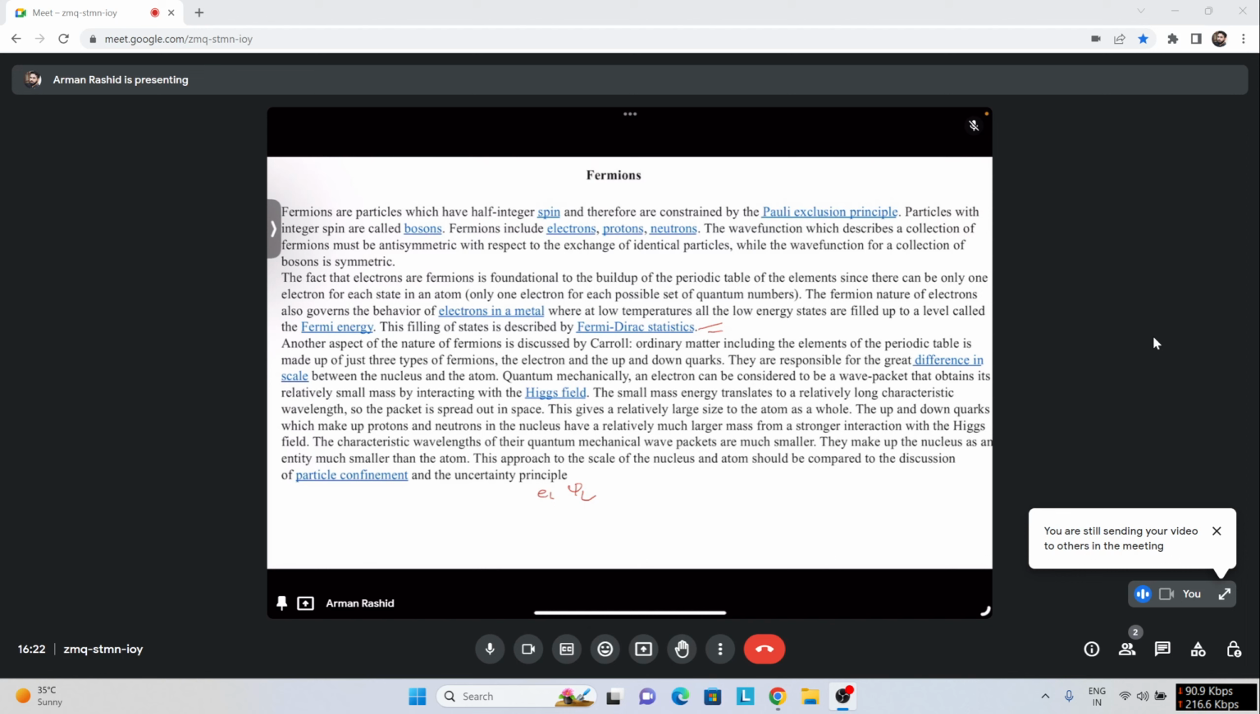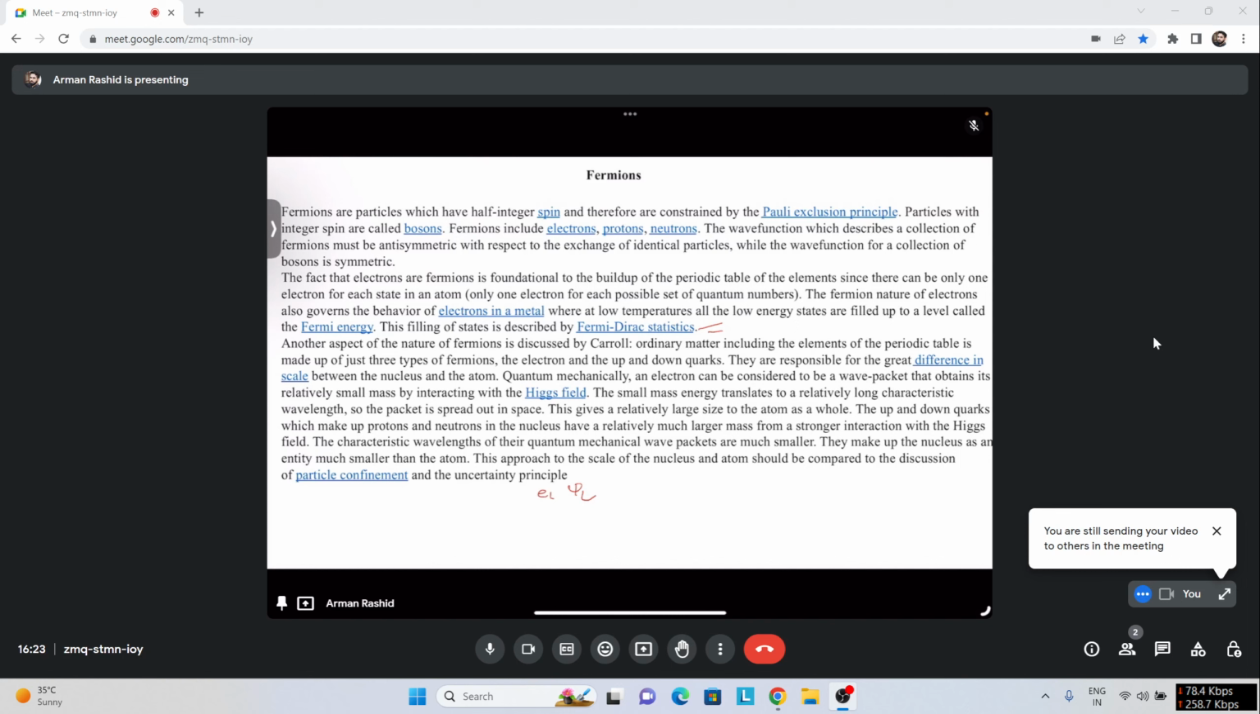What Carroll says is that because the mass of electrons is very low, once it interacts with the Higgs field, it gets spread out. But the quarks, which make up the nucleus, have very high mass. As a result, they are very much confined. That's the reason the nucleus is of the order of 10 to the power minus 15 meters, whereas the atom is of the order of 10 to the power minus 10.